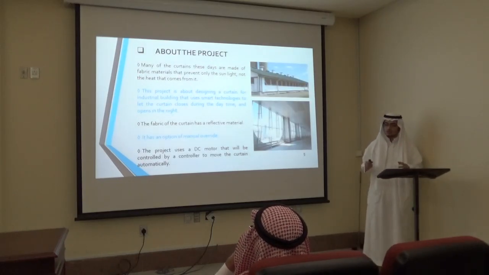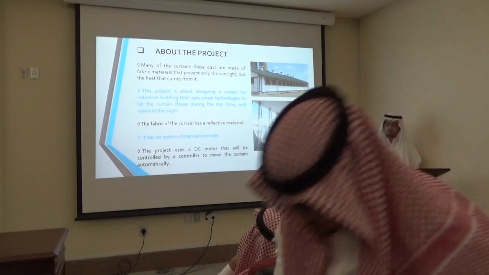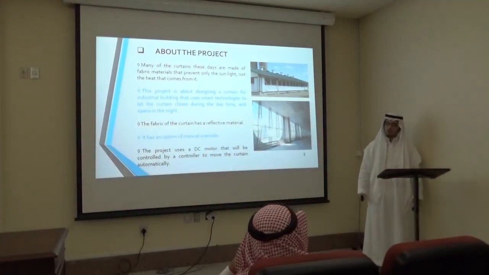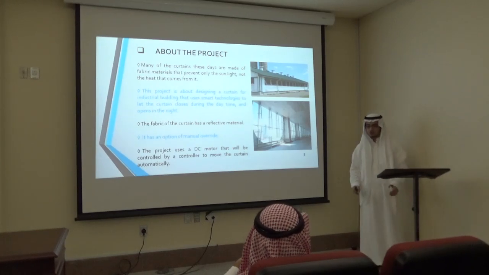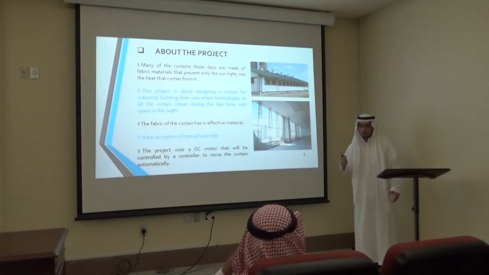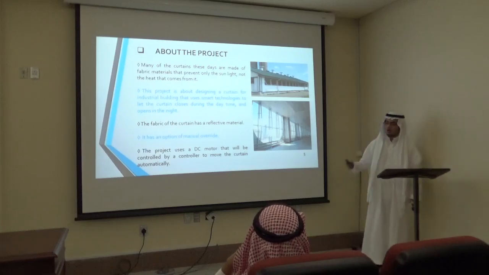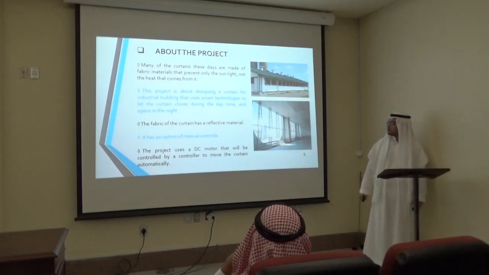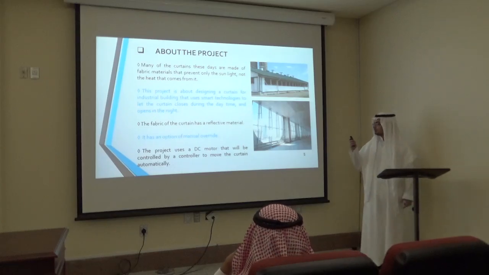As you can see, many curtains these days are operated manually and need human intervention, and they prevent only the light that comes from the sun, not the heat and microwave. So our project is about designing a smart curtain, especially for industrial building, that operates automatically without the need of human intervention and reduces the heat and reflects the microwave that comes from the sun. And it has a manual override option to let the user control the curtain anytime he wants. Our project uses the DC motor to move the curtain.